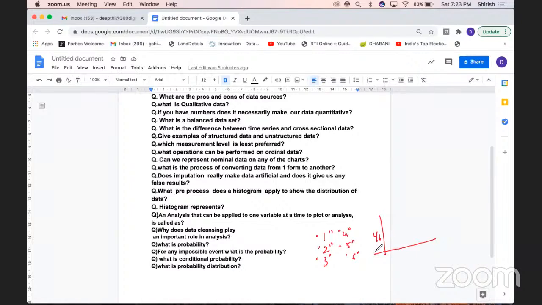Exactly, 1 by 6, every time. You can call this type of distribution discrete, and also uniform distribution. Now, this is good enough: three things about probability.